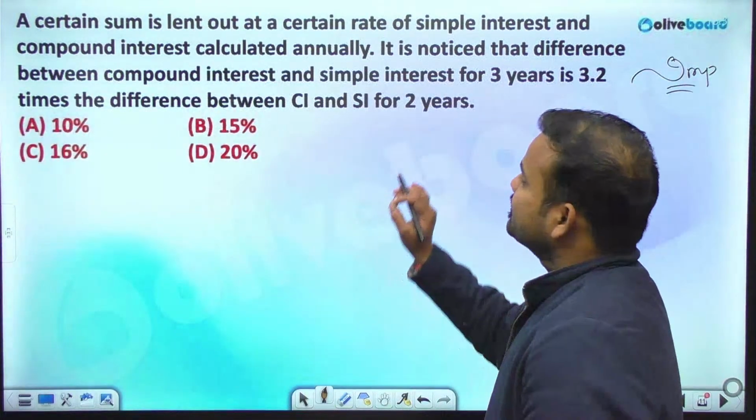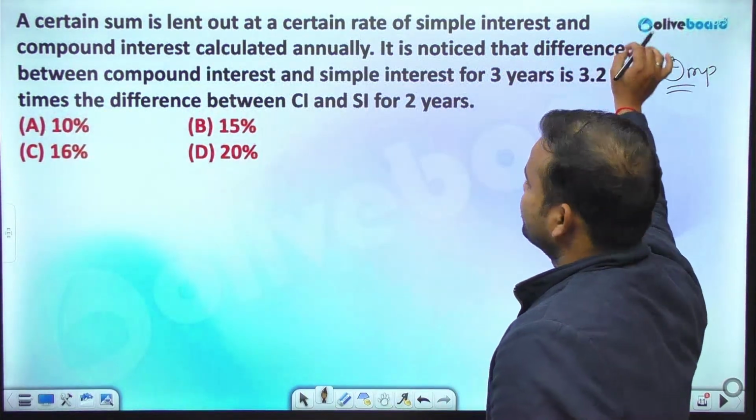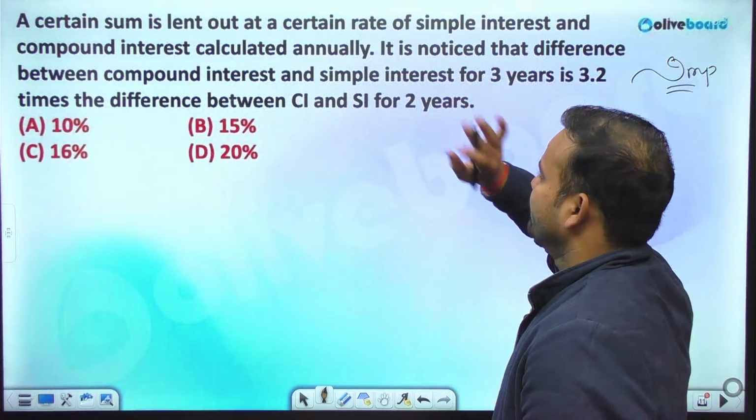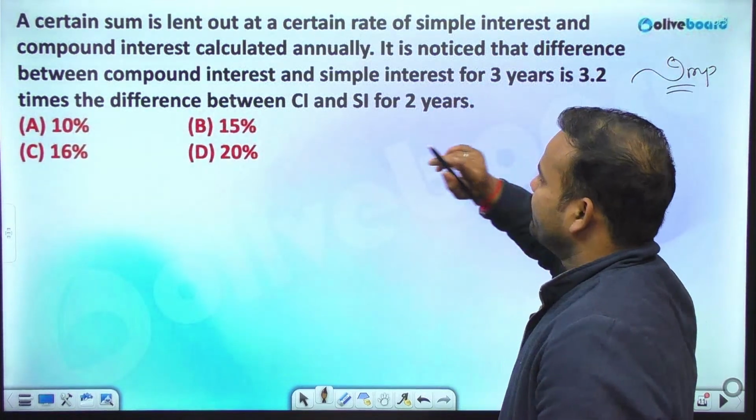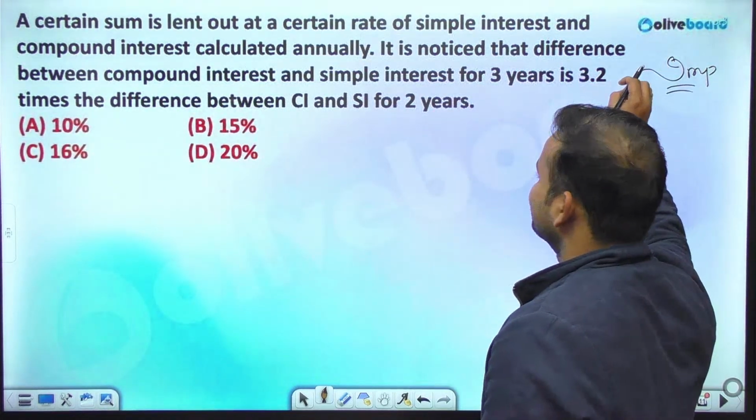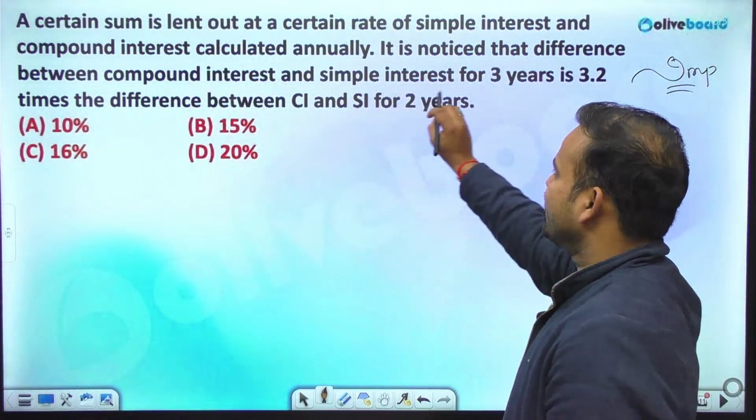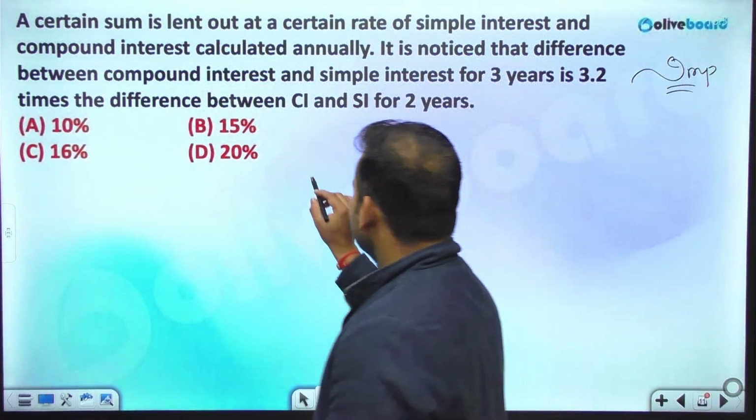A certain sum is lent out at a certain rate of simple interest and compound interest calculated annually. It is noticed that the difference between CI and SI for 3 years is 3.2 times the difference between CI and SI for 2 years. So what is the diagram for 2 years?